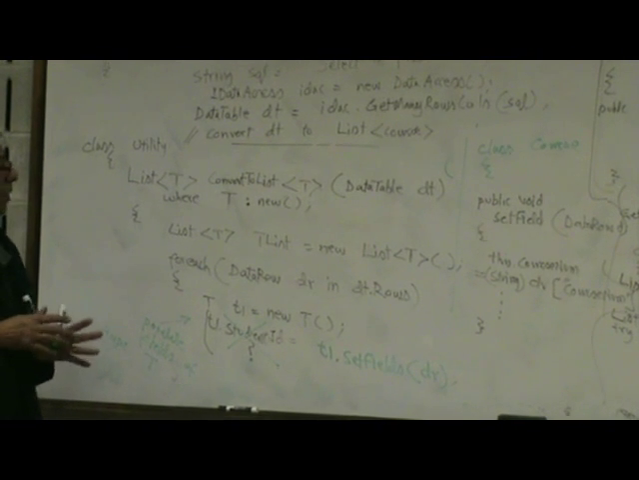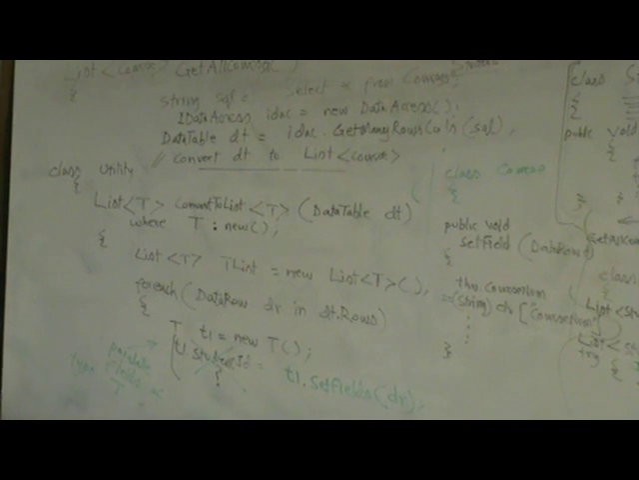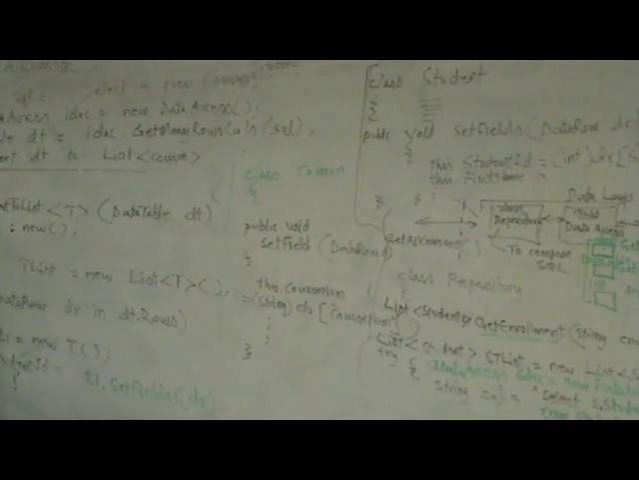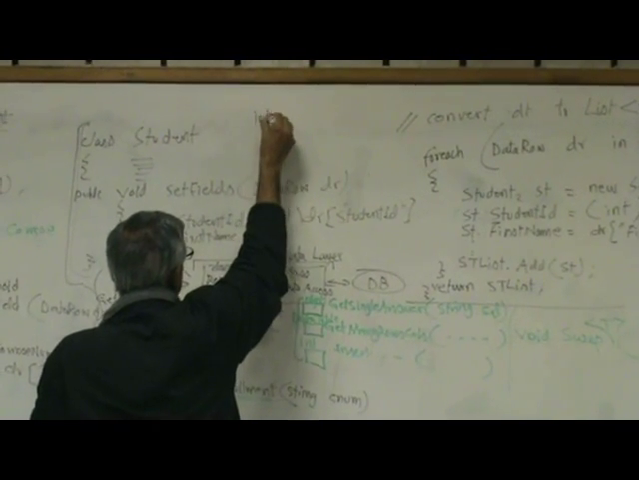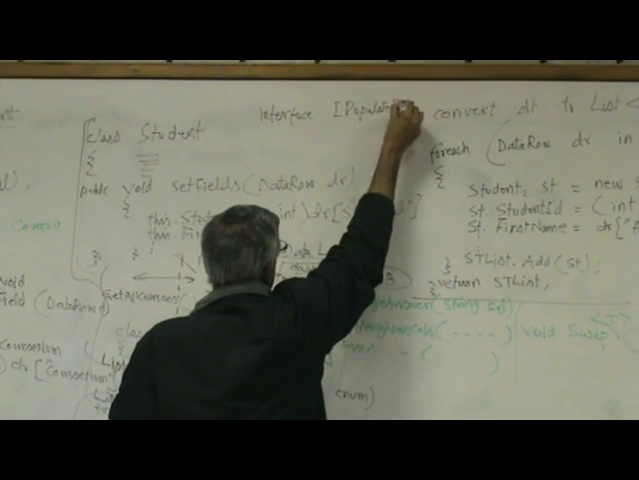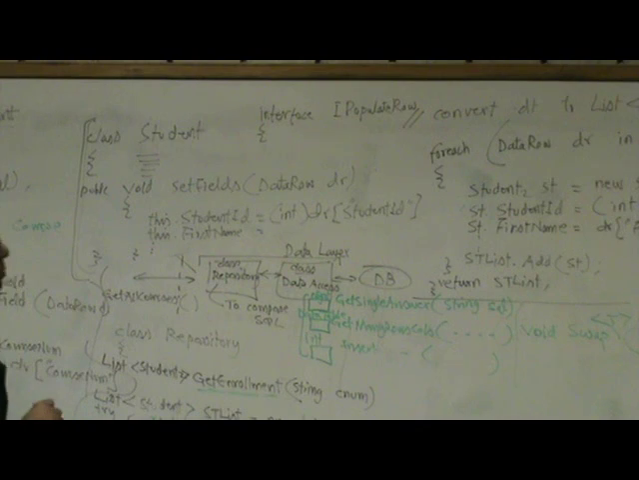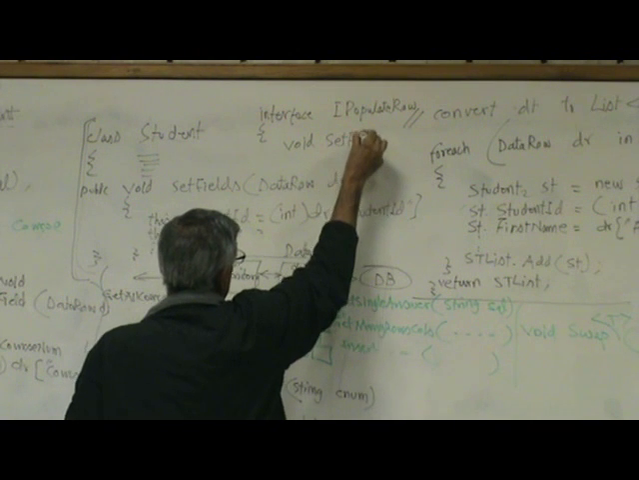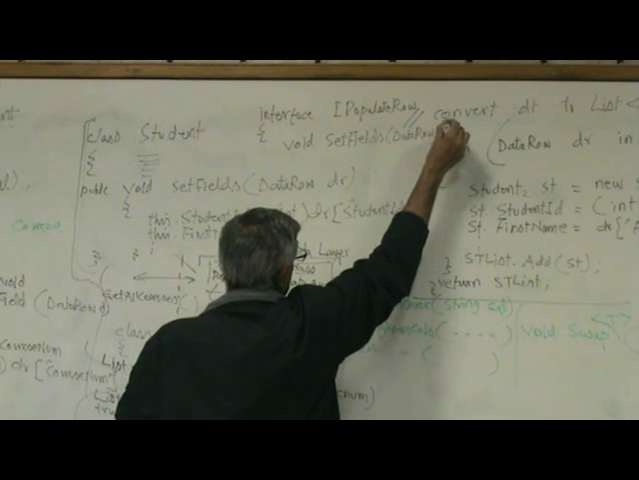So this is where the constraints can be made very powerful, so that we won't even let it compile if somebody did not put the proper name over here. An easy way to take care of this is to create an interface yourself. Let's call it IPopulateRow, and define one method in it. Remember, in an interface, we don't write public or private, so you will simply say void setFields, DataRow dr.